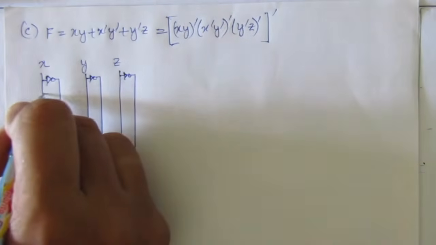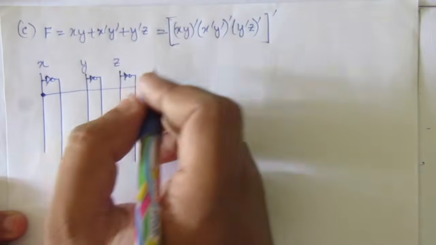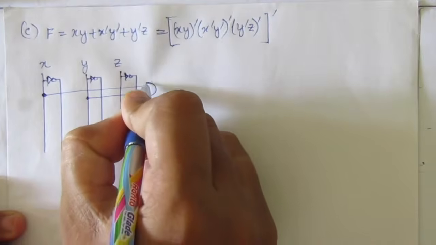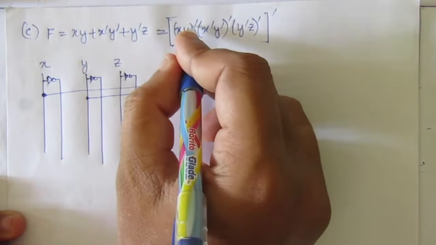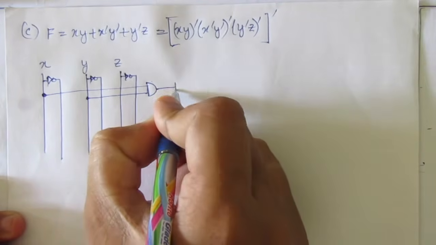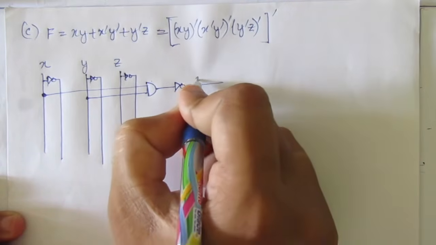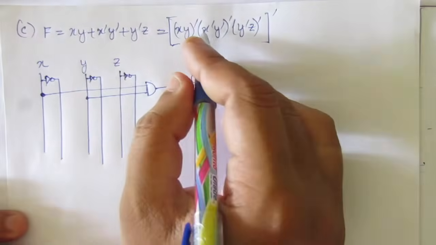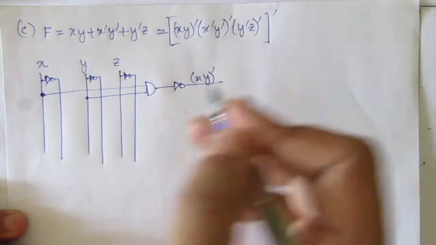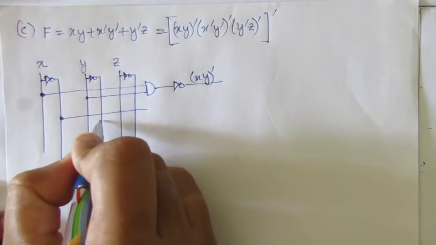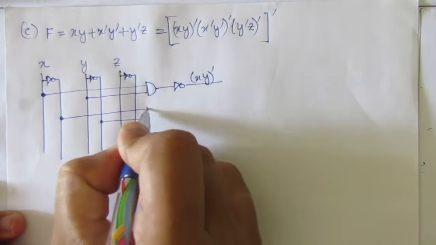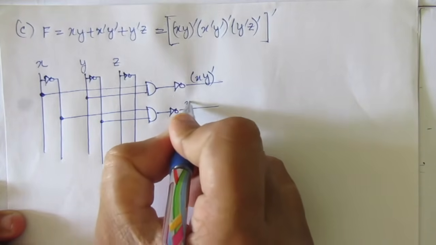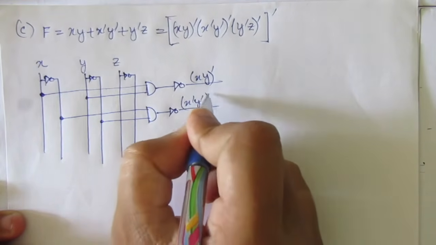So xy, x is this one, then we have x multiplied with y. Okay, so we'll use here an AND gate. Now again we have to invert this xy, so we'll use an inverter here. Okay, and we'll get (xy)', the whole complement. Then we have to find out (x'y')'. X bar is this one, y bar is this line. Use an AND gate and then use another NOT gate. We'll get (x'y')'.